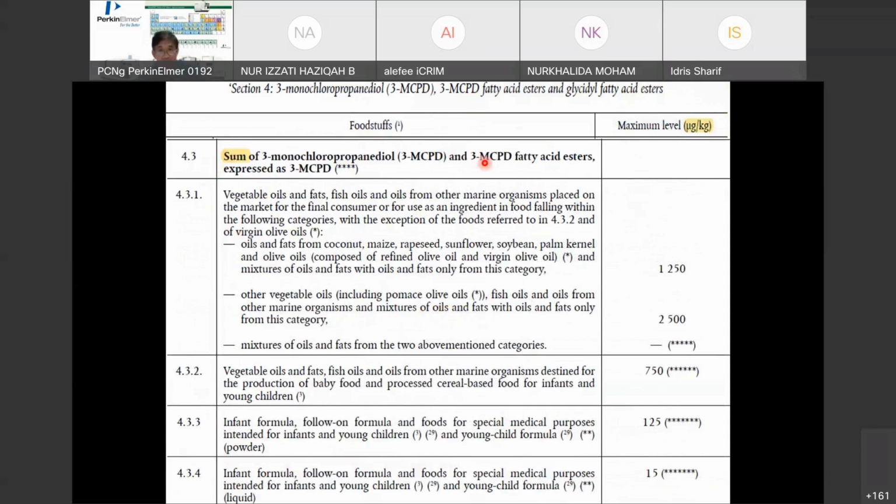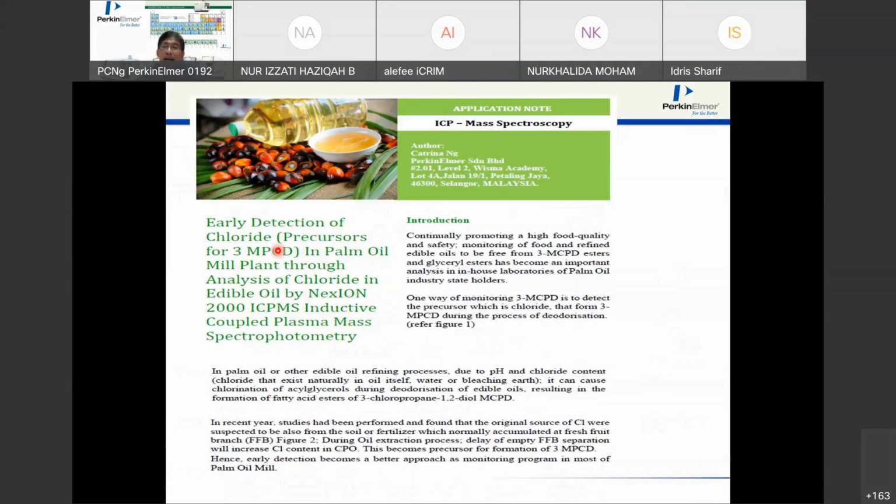3-MCPD. As you all know, 3-MCPD official method is by GCMS or GCMS-MS. Some people may use LCMS, but if you look into it, sample prep may take you 2 days. In fact, with the other method like i-CRIM, we are working with a local palm oil factory to check the precursor, chloride, because 3-MCPD is basically formed from chloride. Chloride heated up forms 3-MCPD.